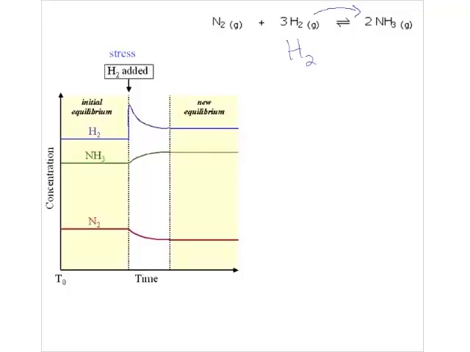Is this making some sense? Well, if we shift in that direction, the NH3 should go up. Did it? Yes, it went up. And the N2 should drop because we're moving forward. Did it? Yes, it did. It dropped. Now we're at a new balance.